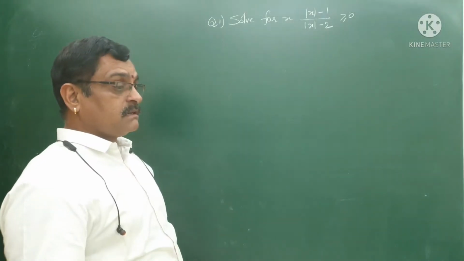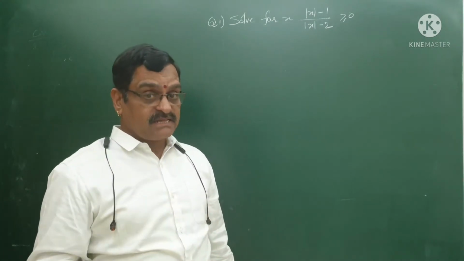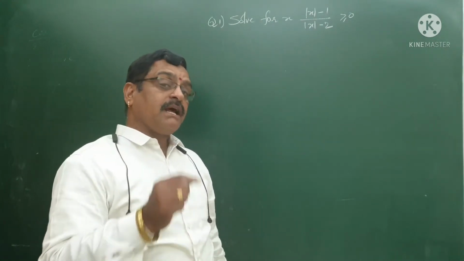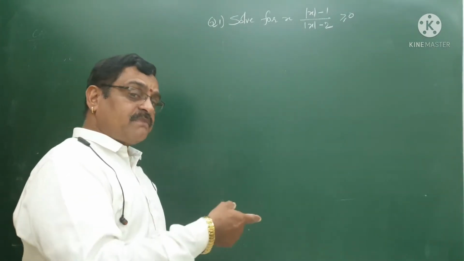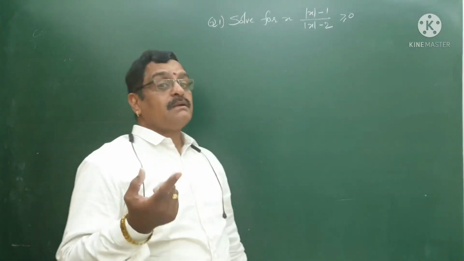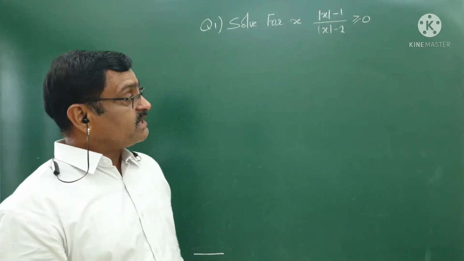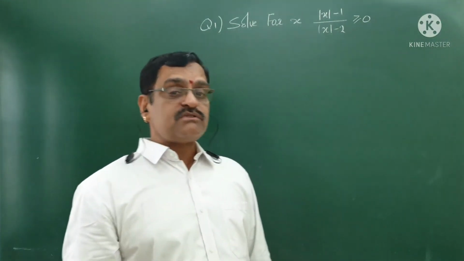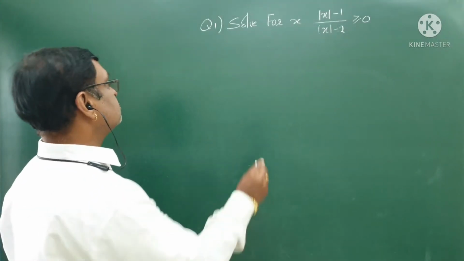Whatever method we use to solve this inequality, it seems very lengthy. So for that, I have another alternate method. Now let me solve the same inequality using another method. Solve for x: mod x minus 1 by mod x minus 2 is more than or equal to 0. It's a very simple inequality. Let us solve.